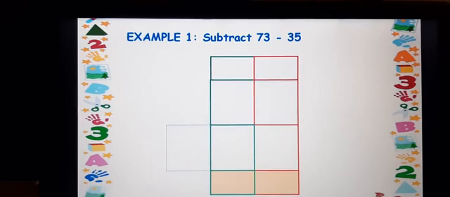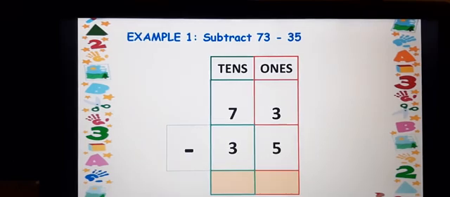Now write the ones in red color and the tens in green color boxes. In 73 and 35, 3 and 5 are in the ones place, and 7 and 3 are in the tens place. The smaller box is the minus sign because we are subtracting. We insert the numbers, so in this way you have to write the numbers inside the boxes. Then you can see what you have to do next.